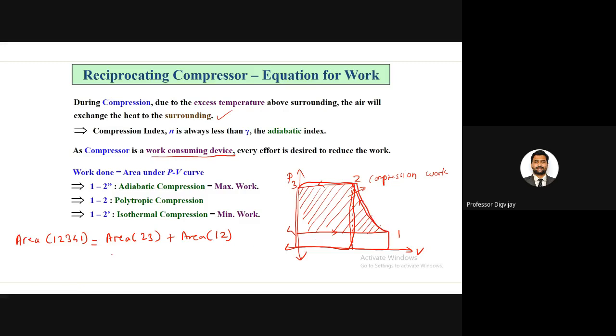And from these two areas, I will subtract this below area, this one, that is the area 4 to 1. So area under 2 to 3, plus area under 1 to 2, minus area under 4 to 1. So that will give me this hatch area, that is 1, 2, 3, 4, 1. So this will be your compression work. Please write down. And then we'll see how to calculate area 2 to 3, how to calculate area 1 to 2, how to calculate area 4 to 1.